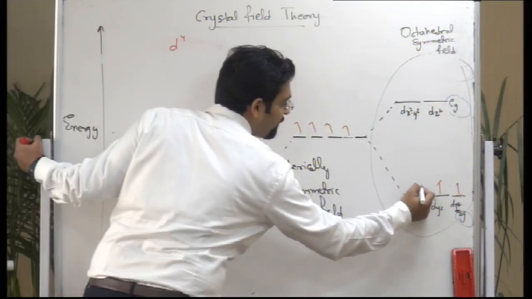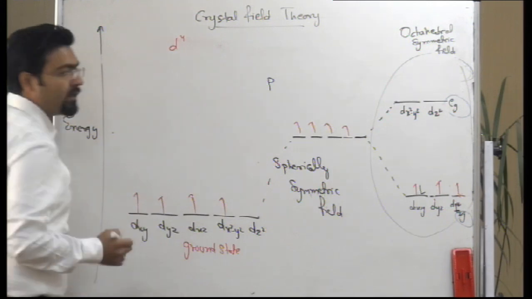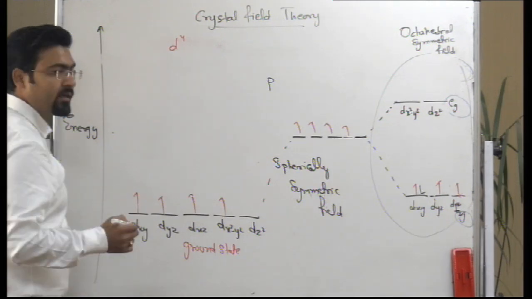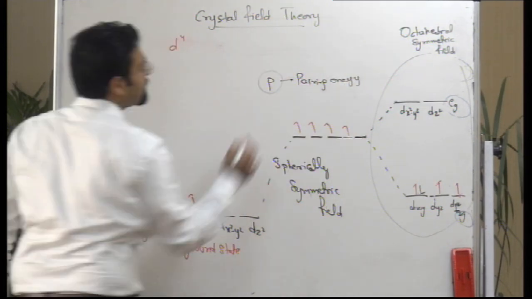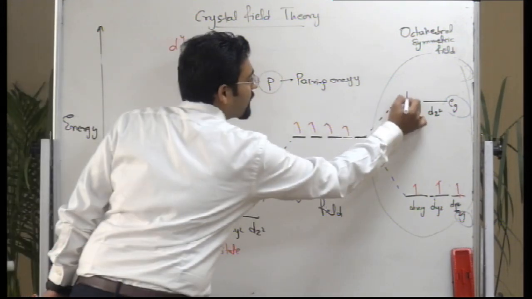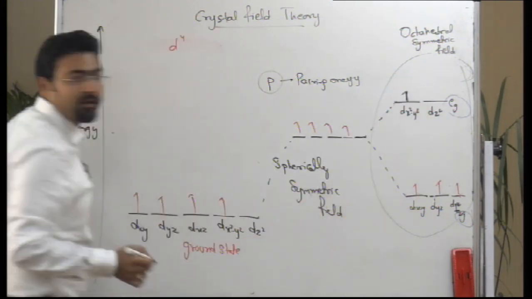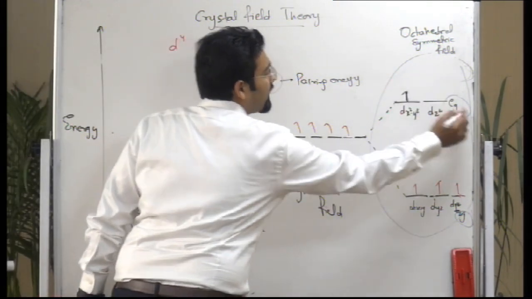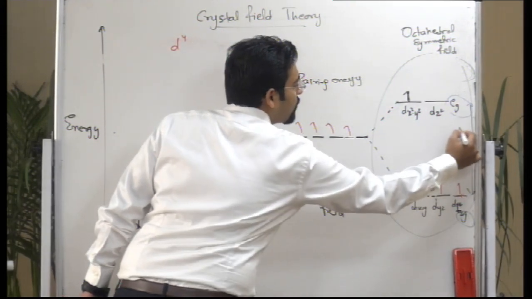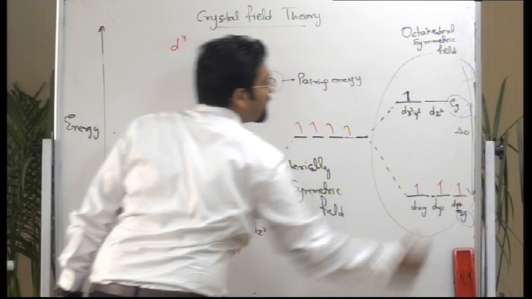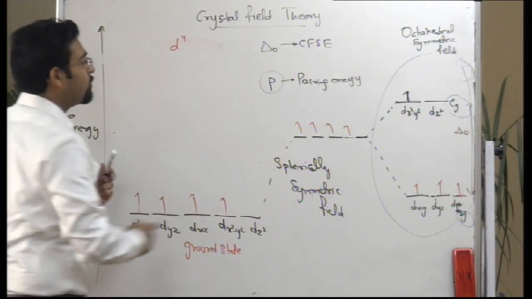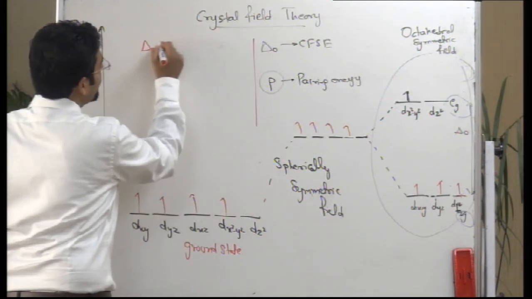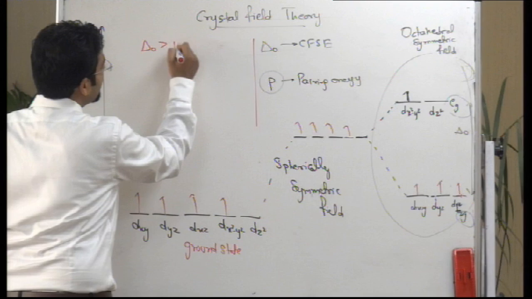So if the 4th electron pairs here, it has to spend P amount of pairing energy. This is the amount of energy which is required for the pairing here. Now, instead, if this electron feels, why not go to the orbital of higher energy, at least I don't have to pair. But in such a case, because it is going to the higher energy orbital, it should be able to compensate for the energy gap, which means delta O, that is CFSE. Now there are two situations. One is delta O is greater than P and another is delta O is less than P.